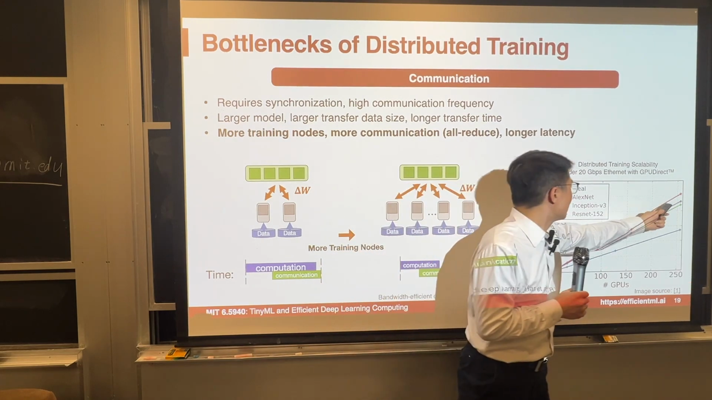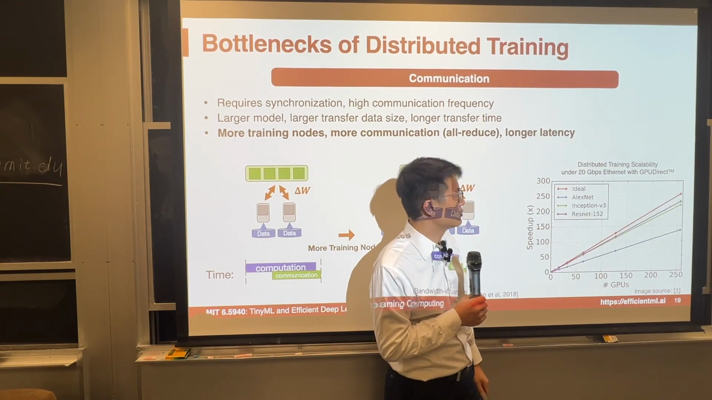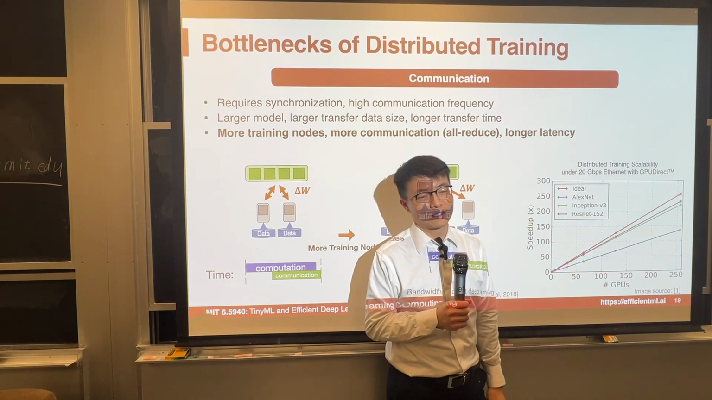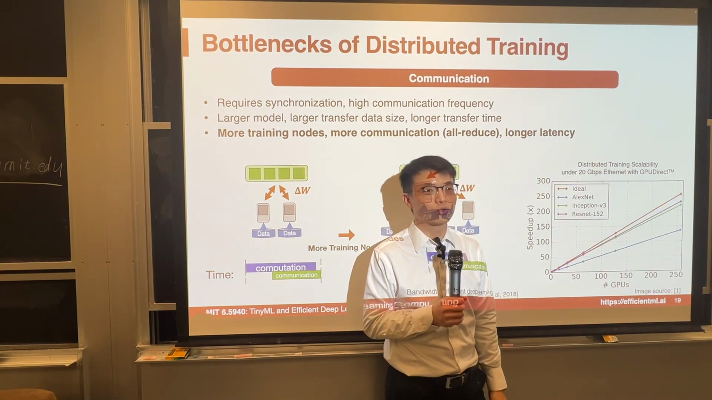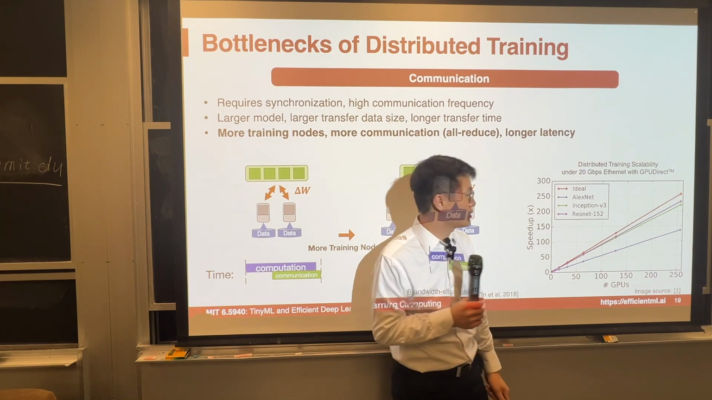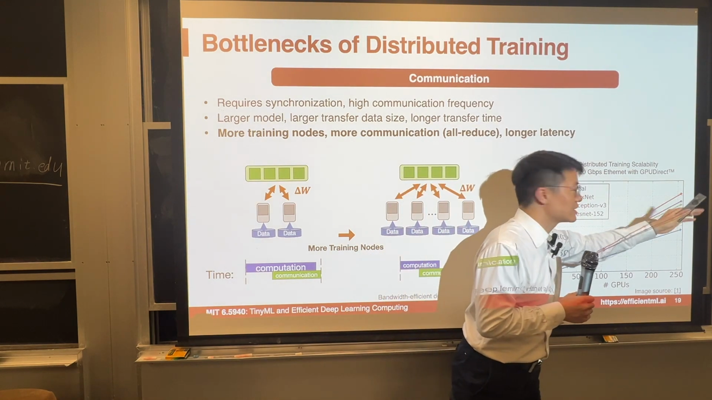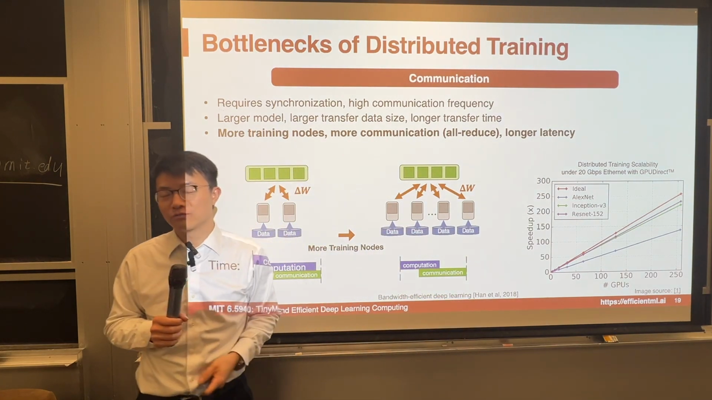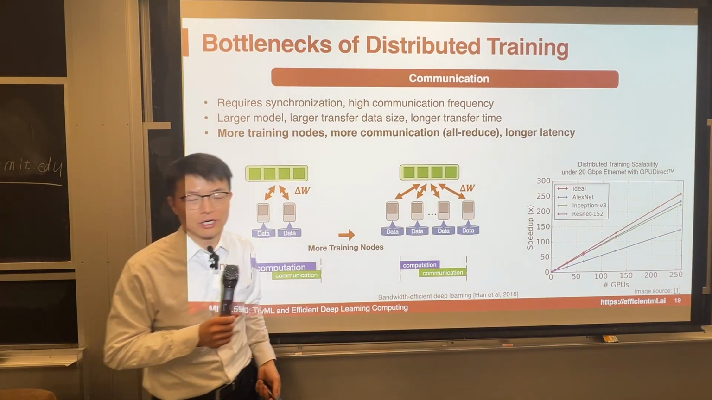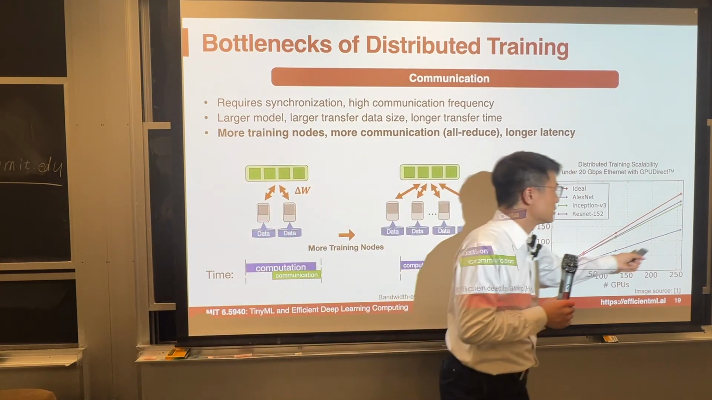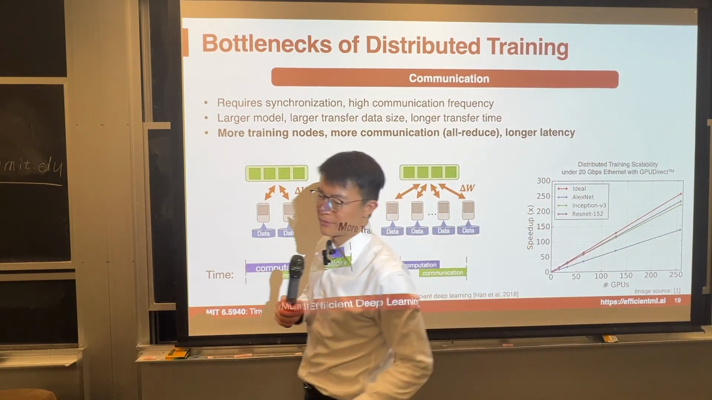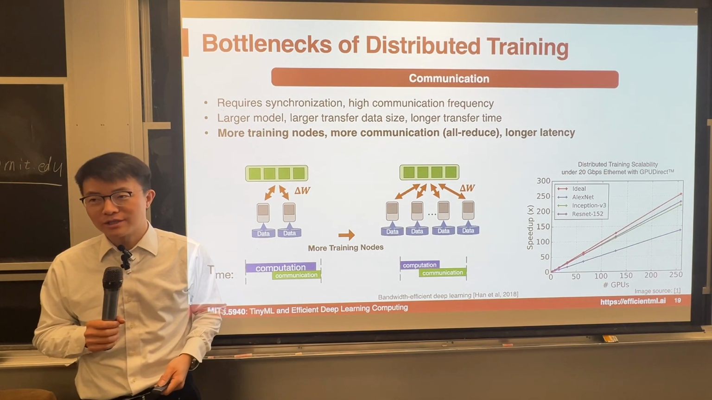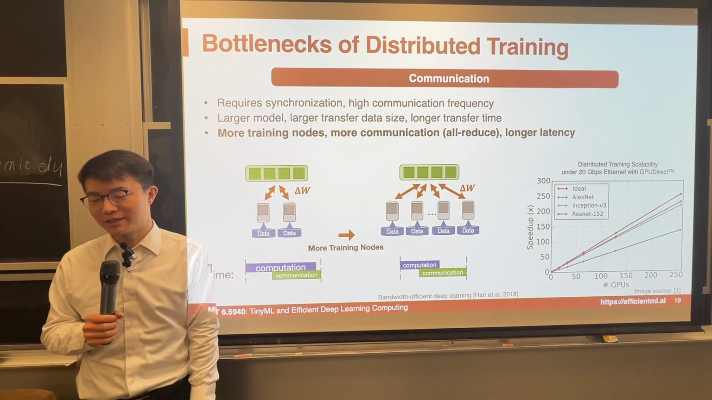But this is the measured result for ResNet 152, which is less. For AlexNet, it's even worse because AlexNet has 240 million parameters. ResNet 50 has only 25 million parameters. You have to send more for AlexNet, so the scalability is worse. So our motivation is: how do we improve the scalability?